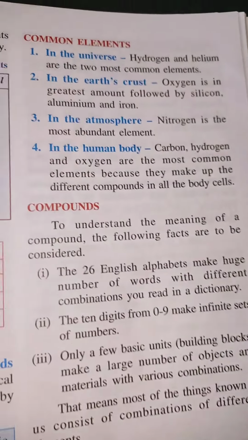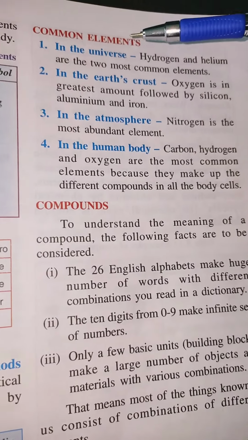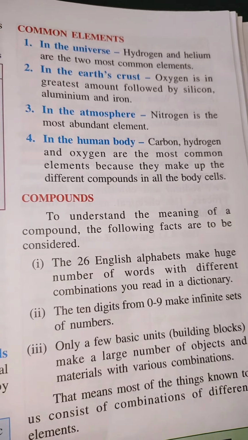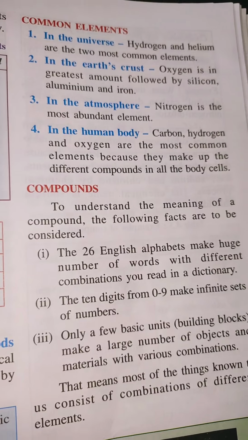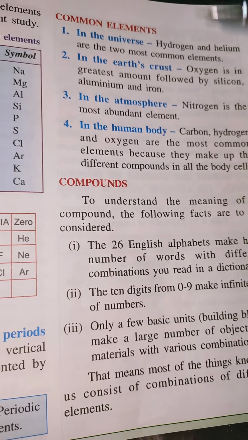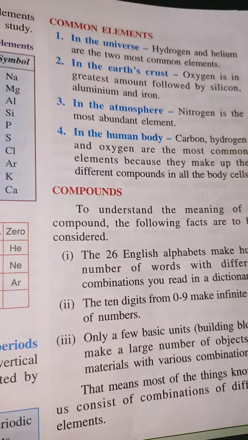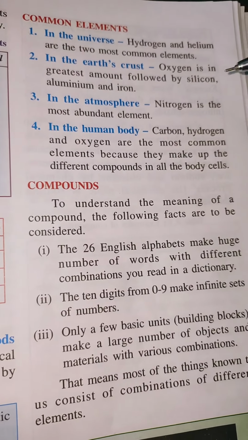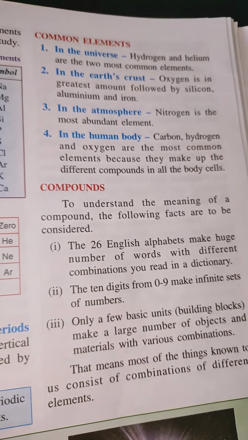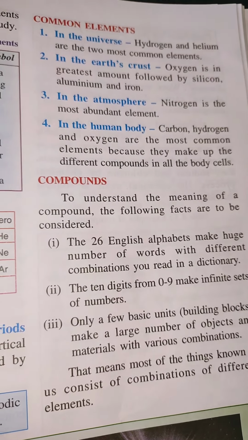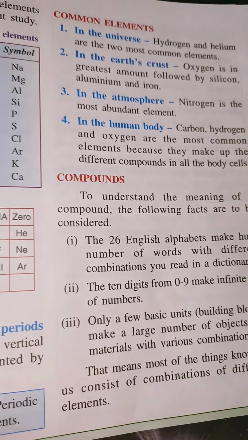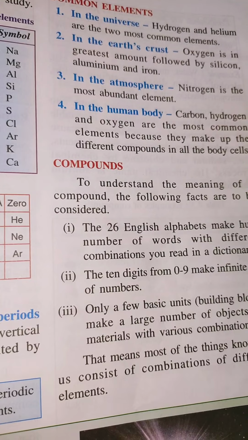Now there are some common elements, and where do they occur? In the universe, hydrogen and helium are the elements which are present abundantly. In the earth's crust, there is oxygen, silicon, aluminium, iron. Likewise, you know that nitrogen is the most abundant element present in the atmosphere. Then in the human body, there is carbon, hydrogen, oxygen, etc. So these are present abundantly.